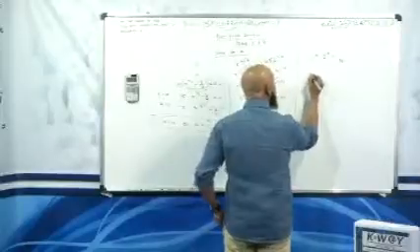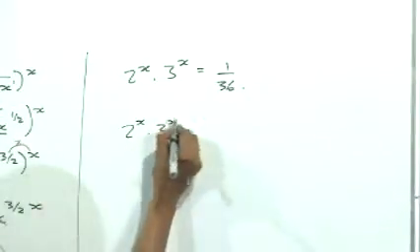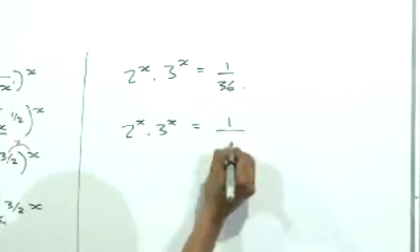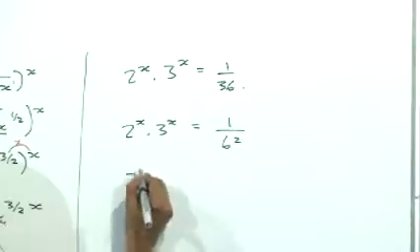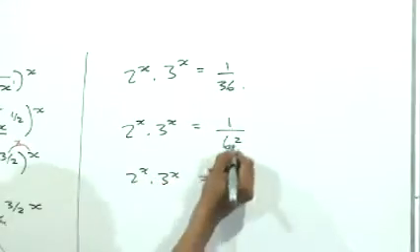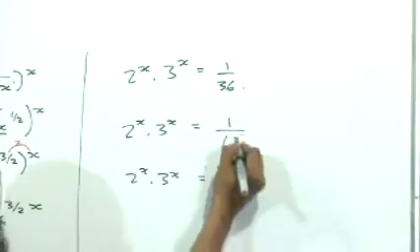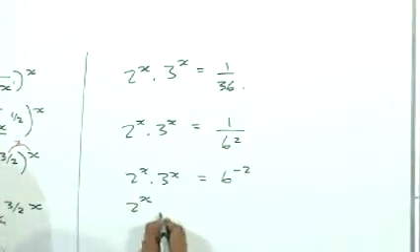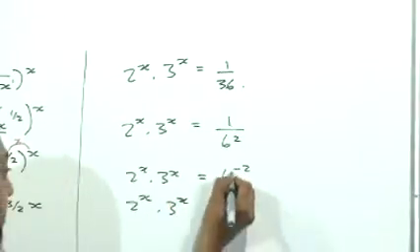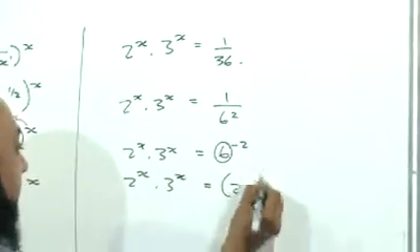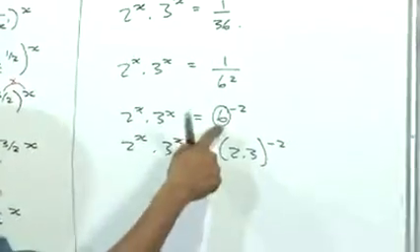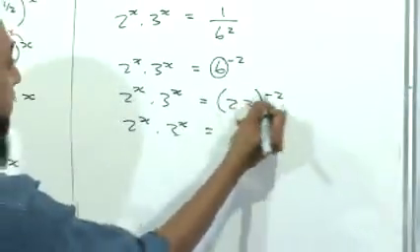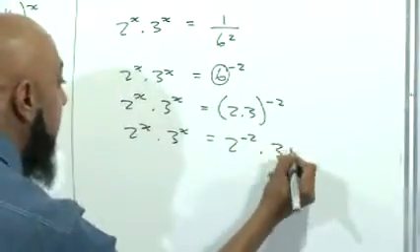Let's get started. So we say 2 to the power x times 3 to the power x is equal to, now 1 over 36 is 1 over 6 squared. When it comes to the top, the sign of the power changes. So this is 6 to the power negative 2. So 2 to the power x times 3 to the power x is equal to, the number 6 is 2 times 3, to the power negative 2. You all agree with that? 6 is 2 times 3. So therefore 2 to the x times 3 to the x is equal to 2 to the minus 2 times 3 to the minus 2.